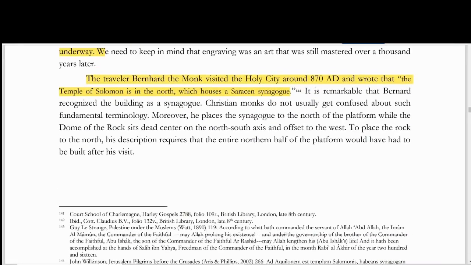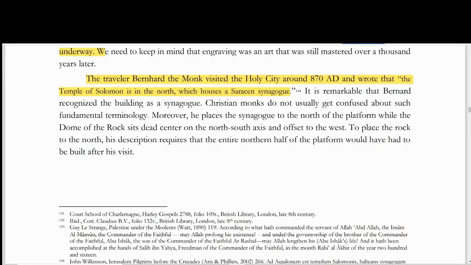So, the traveller Bernard the monk visited the holy city around 870 AD. Okay, so this is almost 200 years after Abd al Malik supposedly built the Dome of the Rock. And he wrote that the Temple of Solomon is in the north, which houses a Saracen synagogue. Okay, the Dome of the Rock is not in the north part, so why didn't he see the Dome of the Rock in 870 when he was there?